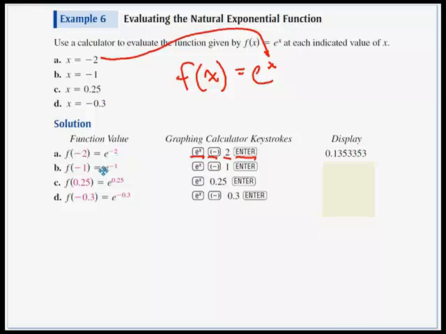And we'll do the same thing for negative 1. E to the negative 1, punch it into the calculator, negative 1, and we get 0.3678794. And let's try some fractions in there. E raised to the power 0.25 will give us an output of 1.2840254. And now let's try a negative fraction, e raised to the negative 0.3 power. And that's going to give us 0.7408182.